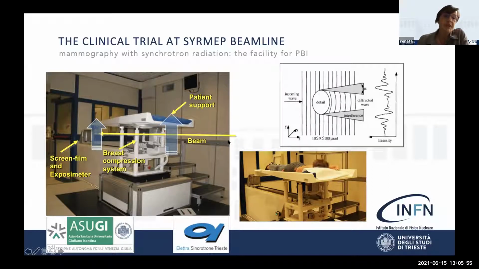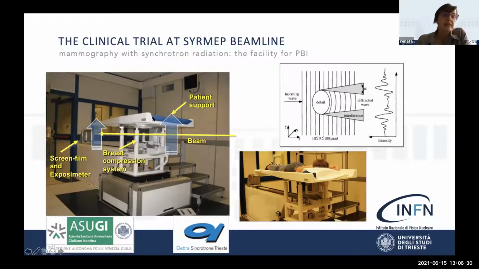The beam is a stationary beam. The patient is in prone position. We have a picture of one patient. Here you see the breast compression system and the film screen and exposimeter system. The distance between breast and film is 1.6 meters, so the distance is large enough to let us detect the interference pattern between the diffracted wave and the unperturbed wave.